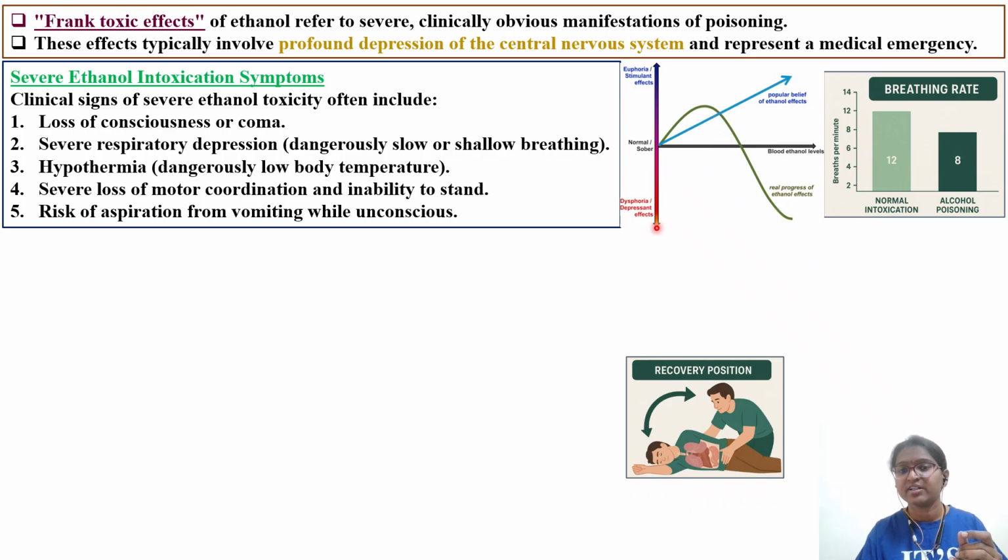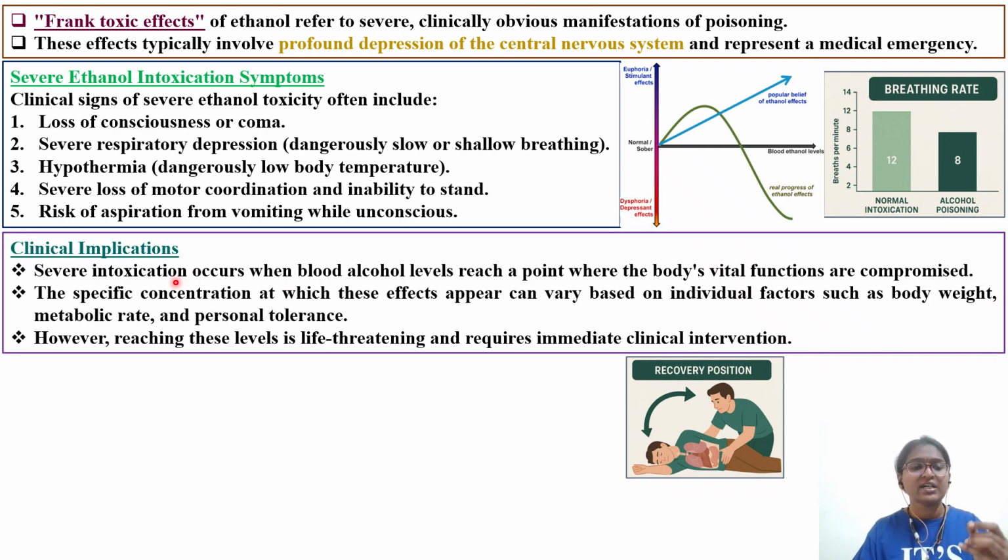There is severe dysphoria and depression-type effects upon alcohol consumption, whenever the alcohol concentration in your blood keeps increasing. Severe intoxication: what are the clinical implications? We'll see. Severe intoxication occurs when the blood alcohol level reaches a point where the body's vital functions are compromised. Here, what are the body's vital functions?